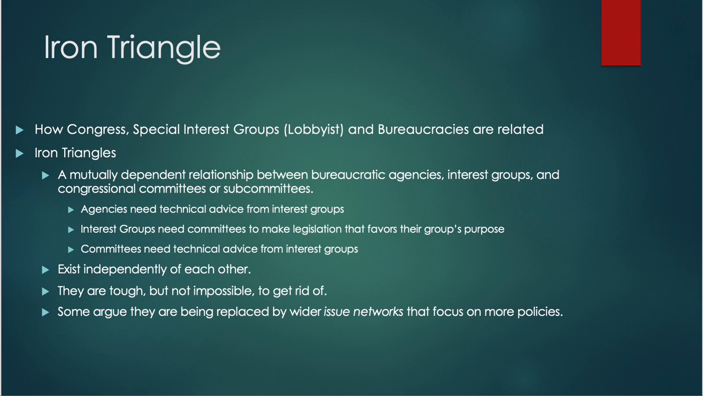However, it's tough not to work with each other. And once those iron triangles are created, it's hard to get rid of them. Some argue that they're being replaced by things known as issue networks that focus more on policies. So there's a lot more individuals and things like media and outside organizations that are involved, and those are called issue networks.